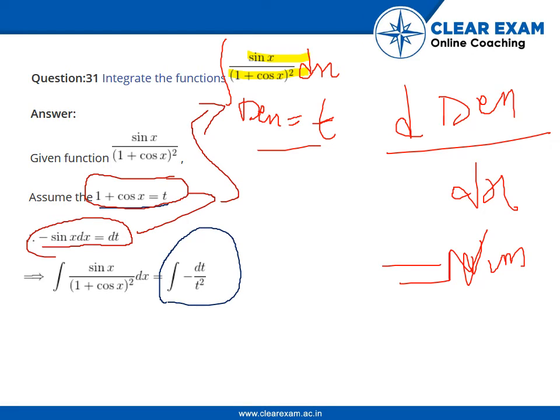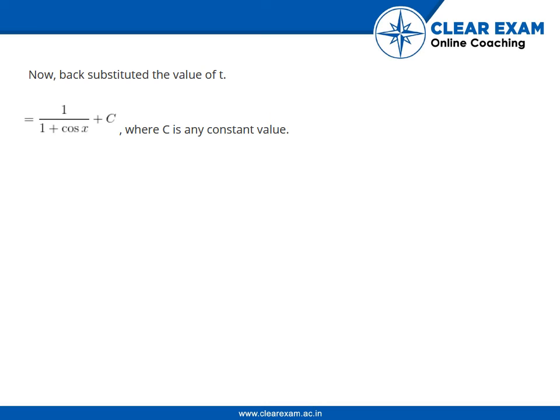Now this is a pretty straightforward integral. After we integrate it, we get 1 upon t plus c. But before writing a final answer, we need to back substitute t, that is, we need to write t in terms of our original variable, that is x. Now moving to the next slide, we get 1 upon 1 plus cos x plus c as our final answer, where c is any constant value.